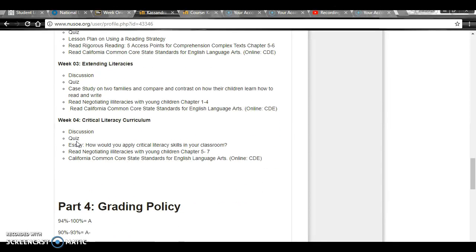In week 3, the discussion is due, the quiz, and there's a case study. The case study is going to be based on 2 families, and you're going to compare and contrast how their children learn how to read and write. And if they're still struggling, what other suggestions do you have for that family member? And read the Common Core State Standards for English Language Arts, and read the book Literacies with Young Children, chapters 1 through 4.